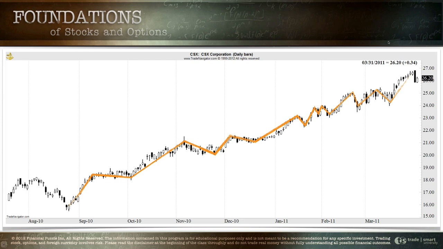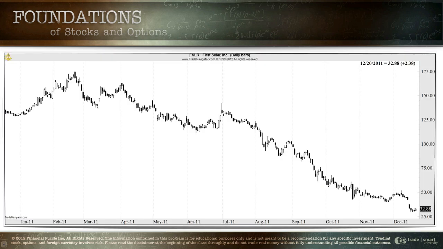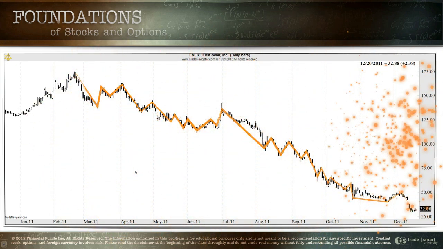There is your trend. Now, in a downtrend, the cycle is going to be a trend of a stock's continued decline lower. This is going to be identified by a series of lower peaks and lower troughs. So we're going to take the very same basic idea. We're going to start with the peak all the way up here, and draw down to the next trough in March 2011. So we have the peak that came into play February 2011. The first trough came in March 2011. The next peak technically was halfway in March here, but this was the real one right here at the beginning of April. If we were to mark all those together, it would end up looking like this.